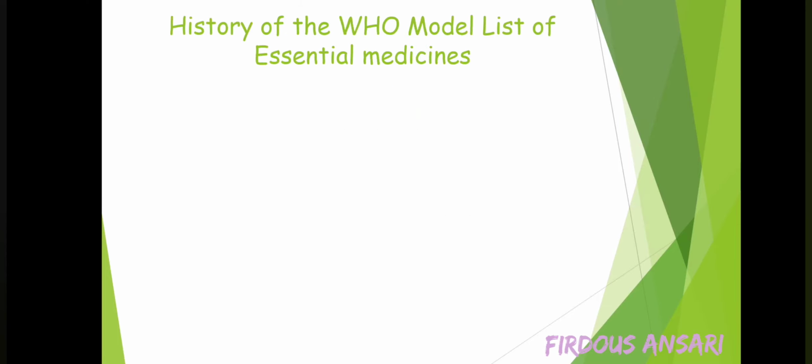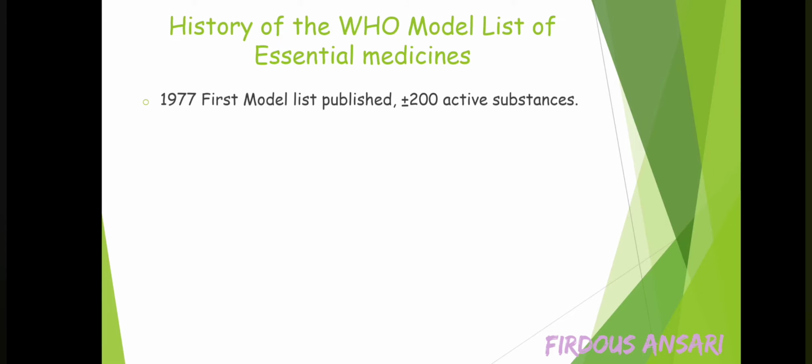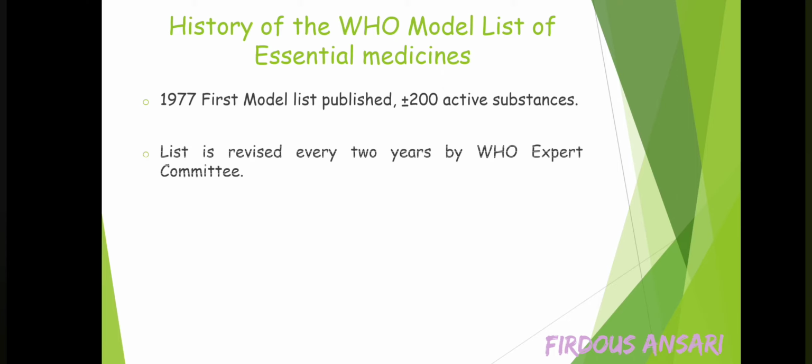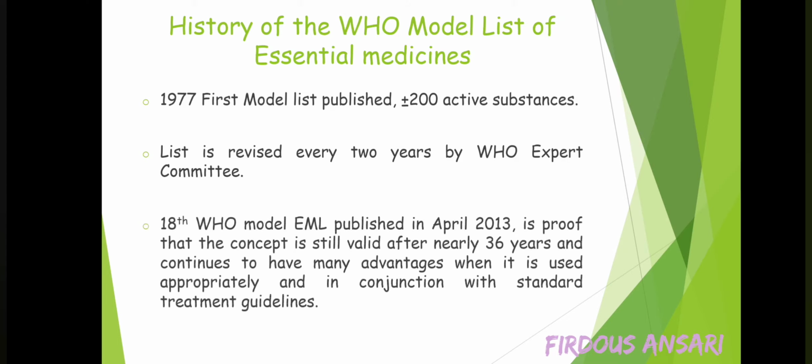Now coming to the history of the WHO model list of essential medicines. It was in the year 1977 that the first model list was published, which had plus or minus 200 active substances. The list is revised every 2 years by the WHO expert committee. The 18th WHO model EML, published in April 2013, is proof that the concept is still valid after nearly 36 years and continues to have many advantages when it is used appropriately and in conjunction with standard treatment guidelines.